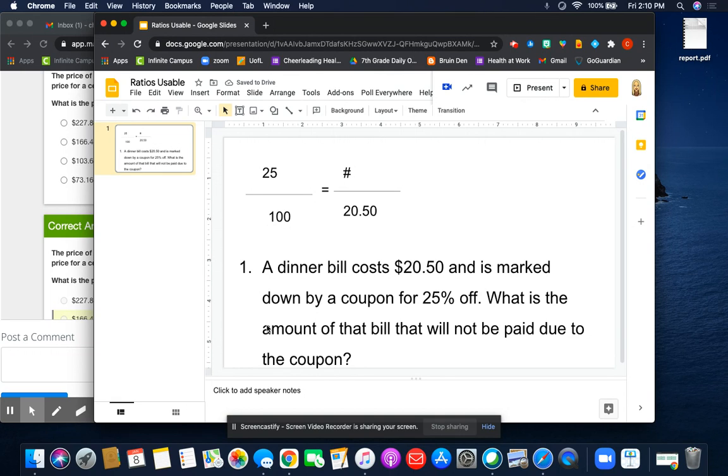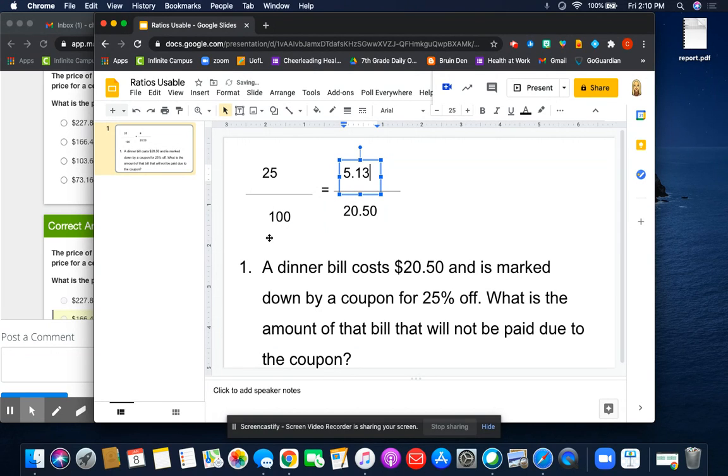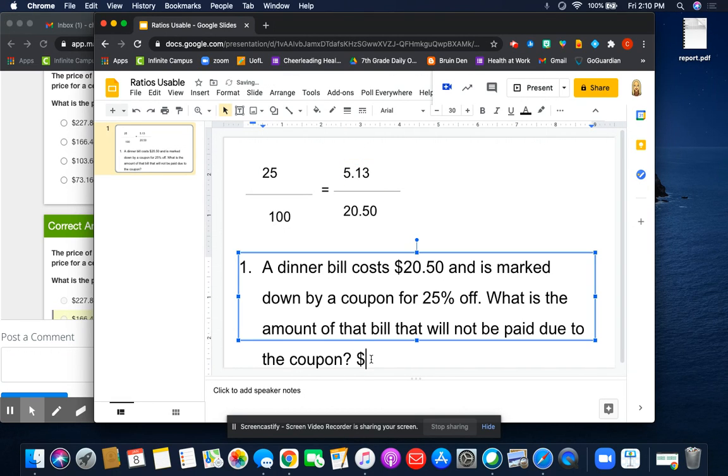So we need to figure out what we are getting off of that bill. 25 times 2050 divided by 100 is 5.125. We're going to round that to 5.13. What is the amount of the bill that's not going to be paid? That's your X value. Remember, that's the amount that you are saving. You are not paying that amount, so we would not spend $5.13.